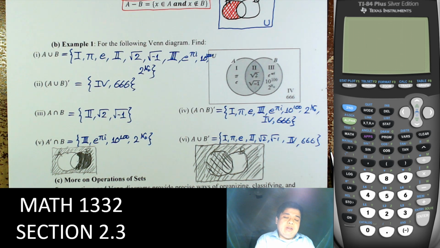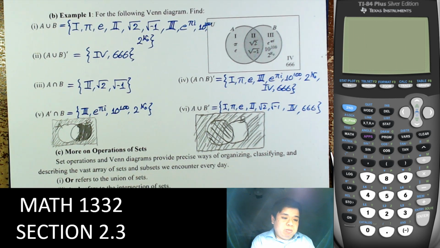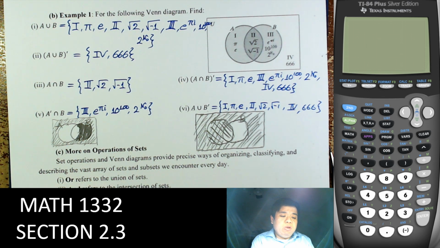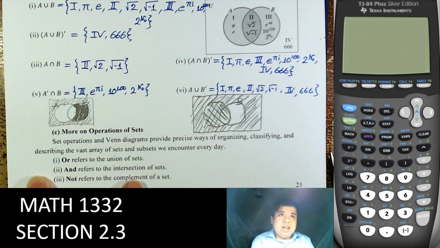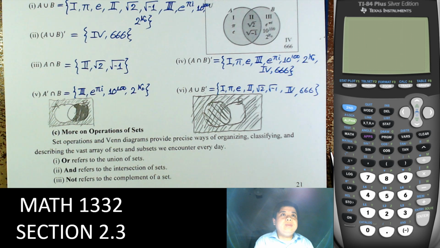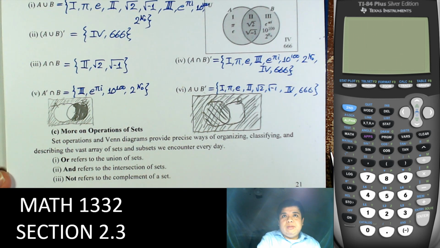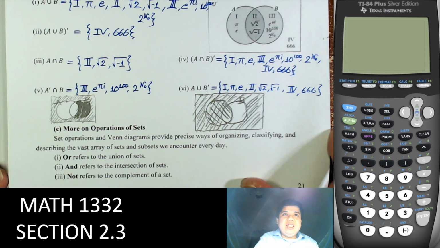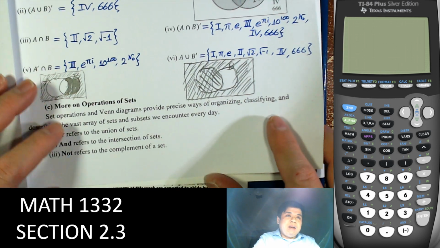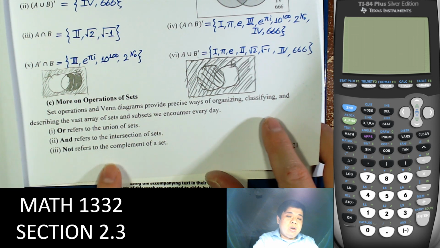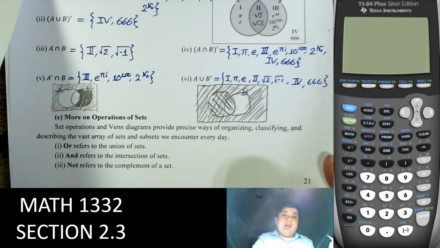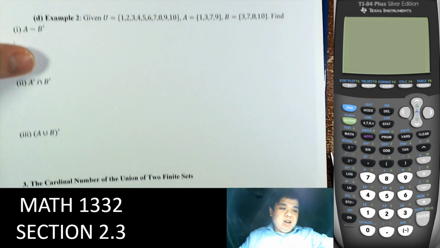The set operations and the Venn diagrams provide a precise way of organizing, classifying and describing vast arrays of sets and subsets. So we refer to union, intersection and complement depending on the situation. In everyday language we just have or, and, and not. We don't usually see intersection or union, but we know that union means or, intersection means and, and complement means not. We'll have plenty of examples of this.